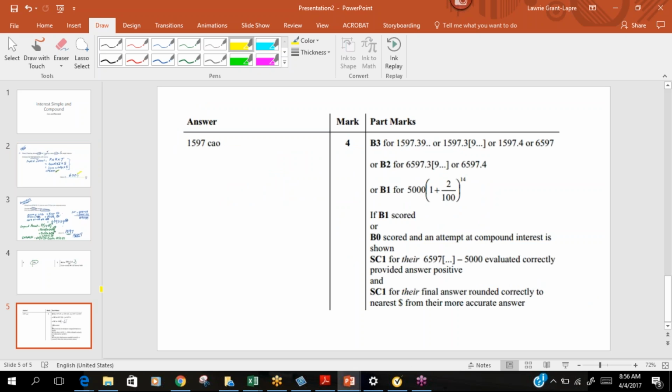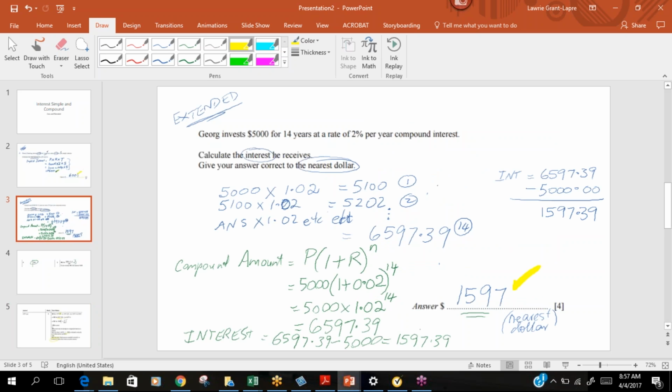And then the answer for part 2, 1597. Notice there's 3 marks, and you lose a mark if you forgot to round off to the nearest dollar, and also 2 marks if you forgot to subtract 5,000. We almost ended up with 2 marks because I wrote the answer in without looking at the question, which was what was the interest. So we have to subtract 5,000 to get the final interest. And remember, to the nearest dollar, 1 mark for rounding off. So we've got 1597 and we've got 1597.